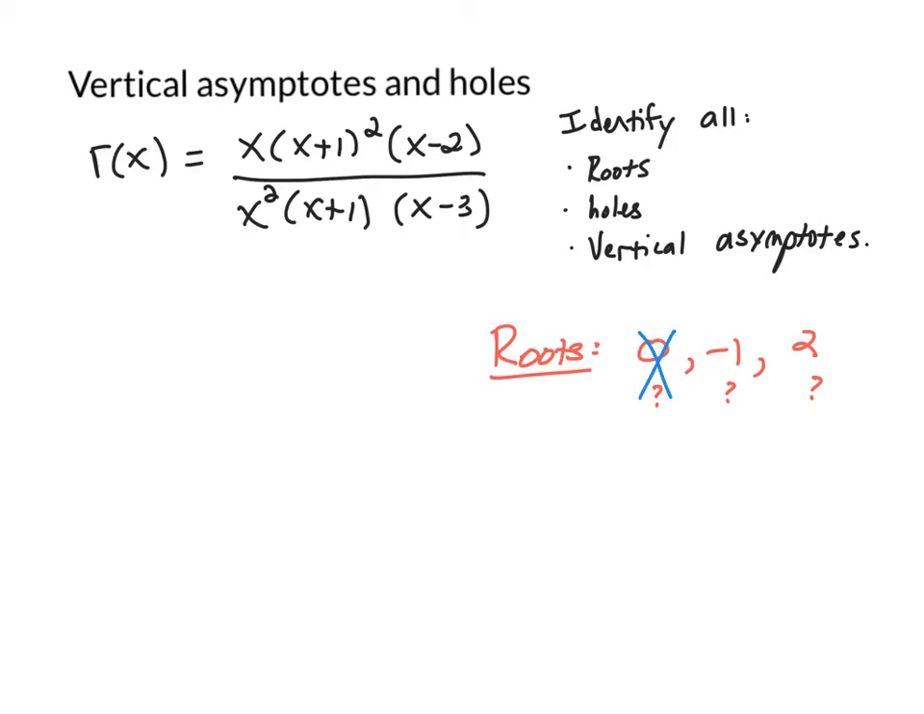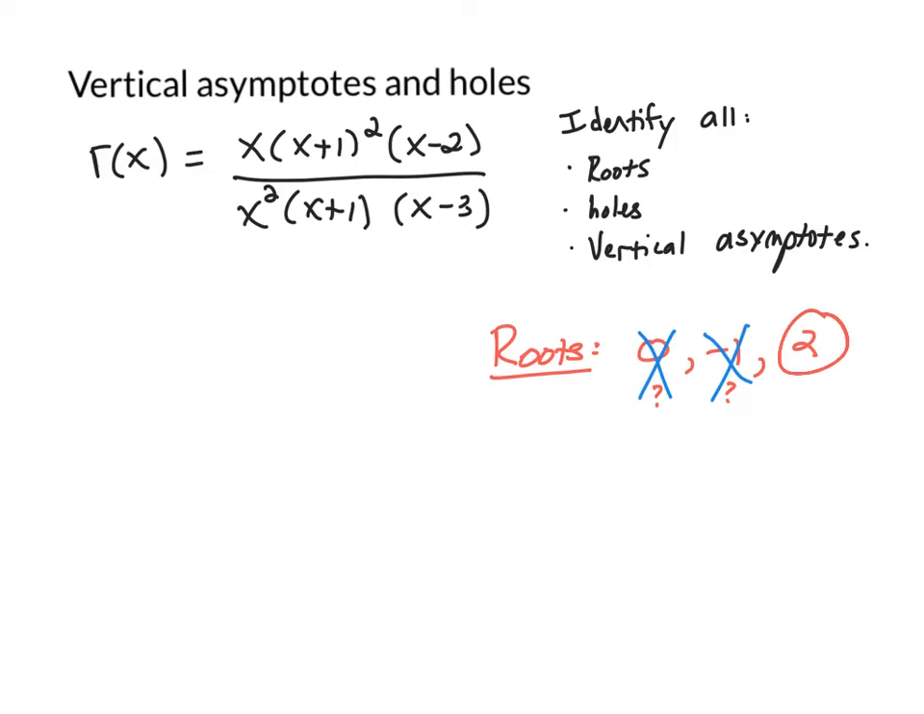Same thing with -1, it also appears in the denominator. So it is not a root. And the only root that we have is +2. So I'll erase that question mark. We see we do have a root at +2. Once we think about this algebraically, we're going to bring it up on Desmos and verify everything graphically.